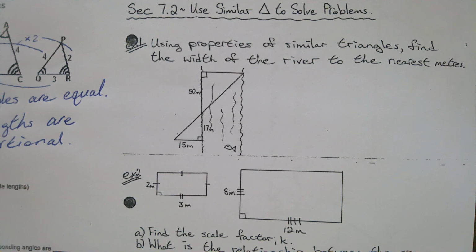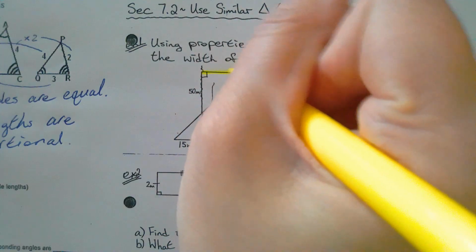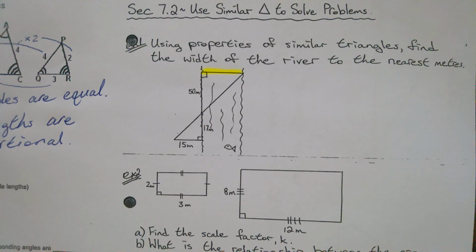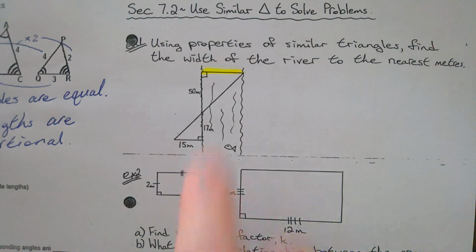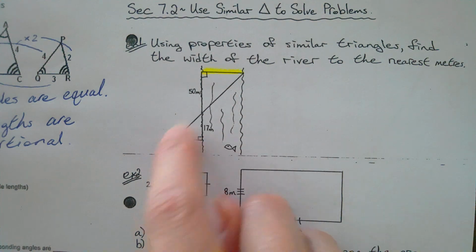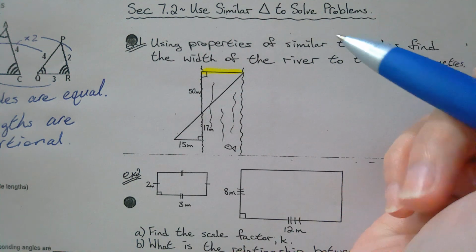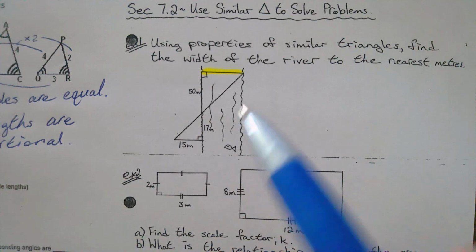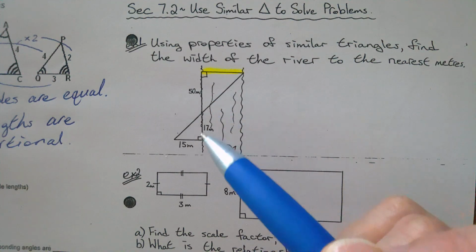Okay, so example 1. Using properties of similar triangles, find the width of the river to the nearest meter. So width of the river, meaning this right here. I want to find the length of that side. First off, how many triangles do you see here? 2, right? I see this triangle and I see this triangle. So I have these 2 triangles that I can compare.